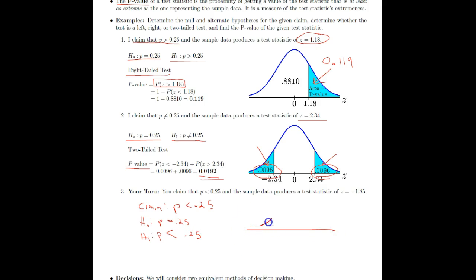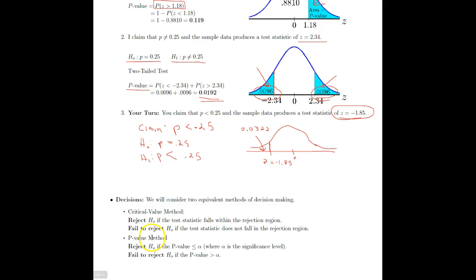Okay, so we'll draw our curve. We're trying to find the probability of something more extreme than this z-score. So that would be somewhere over here. Negative 1.85, considering that 0 is in the middle. And we're trying to find the probability that something is more extreme than that. So we would look that value up in the table, and I got 0.0322. So that is the p-value of this test statistic.